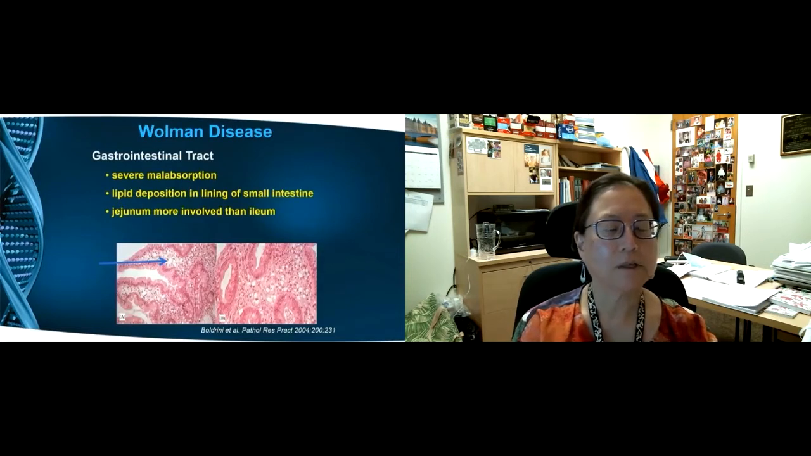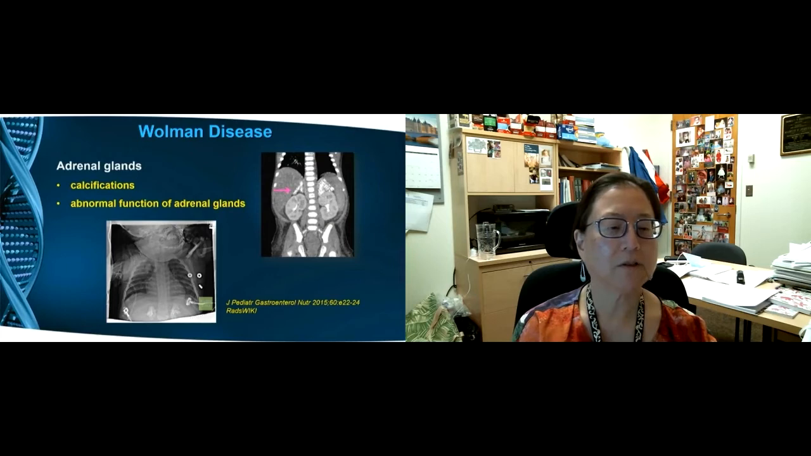And in the gastrointestinal tract, because you have lipid deposition in the lining of the small intestine, and usually the jejunum is more involved than the ileum, patients end up with severe malabsorption, and so they usually present with failure to thrive.